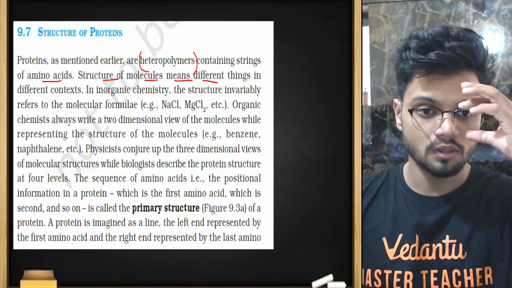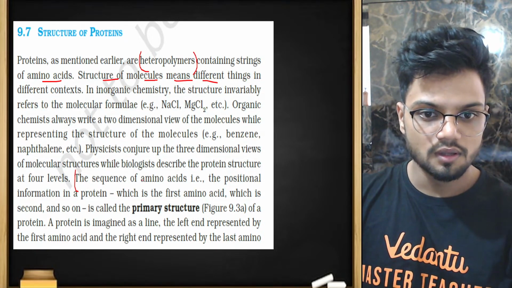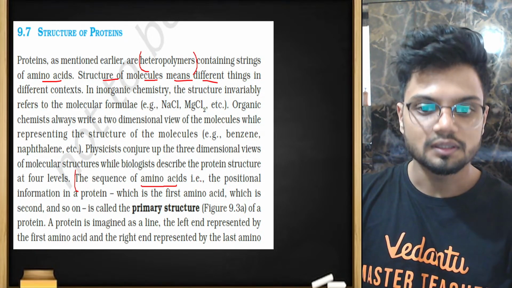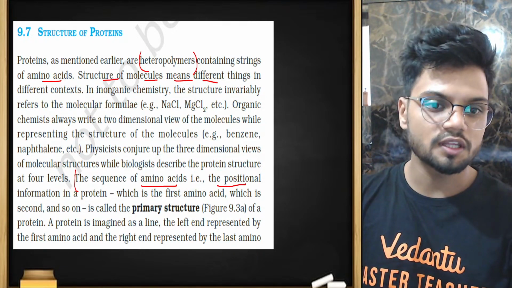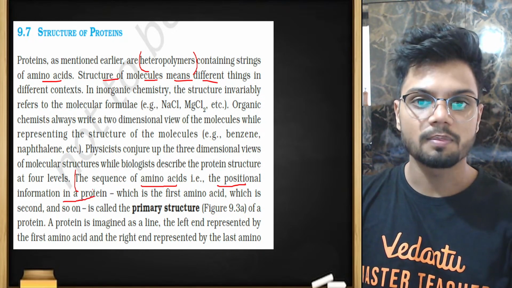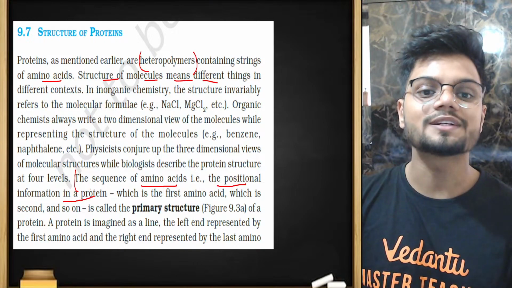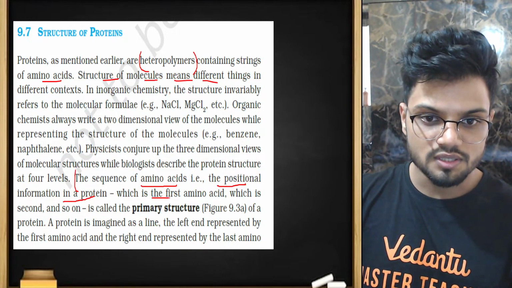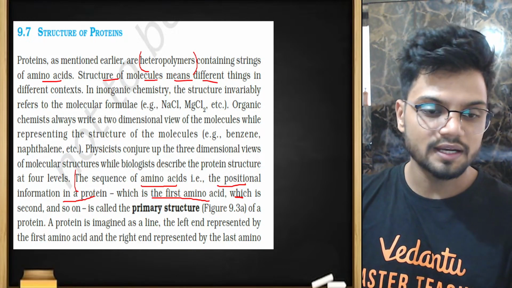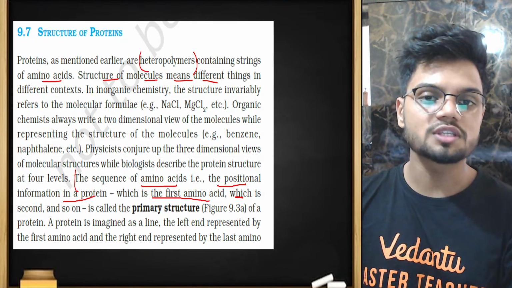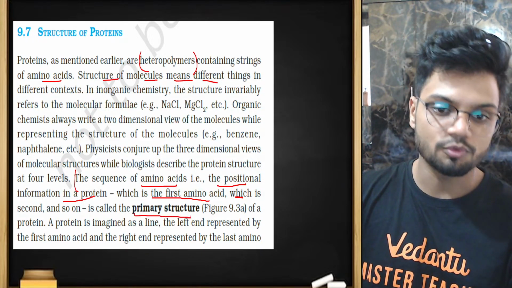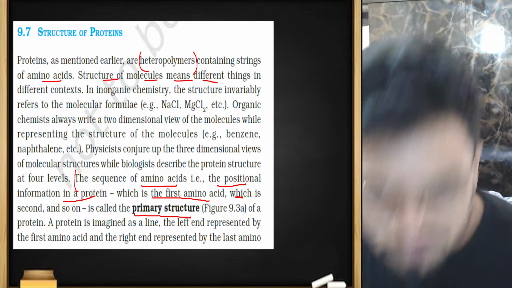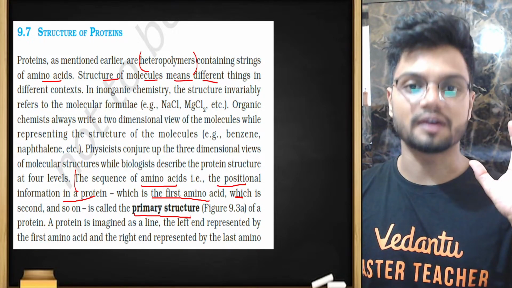See, the sequence of amino acids is the positional information in a protein. That is, which amino acid is present where, which is the first amino acid, which is the second amino acid. All that information is given by the primary structure of protein. A primary structure of protein will tell you which amino acid is present where, basically.